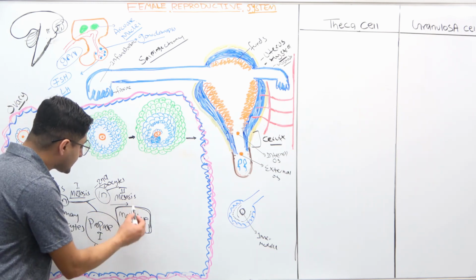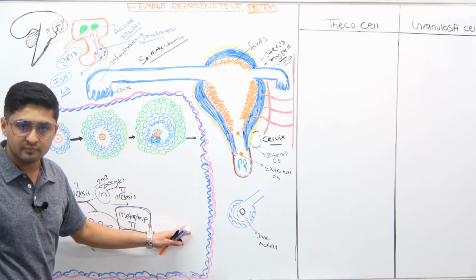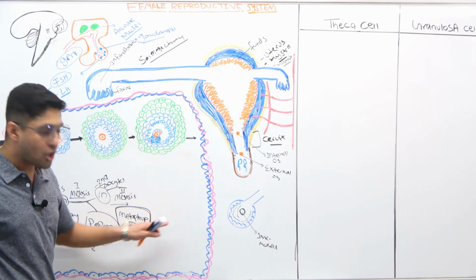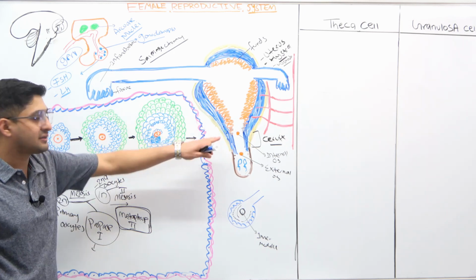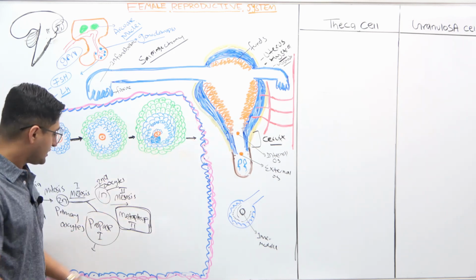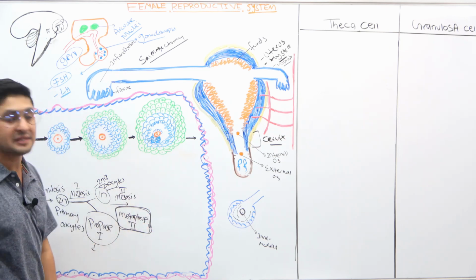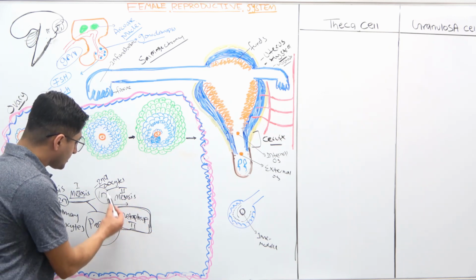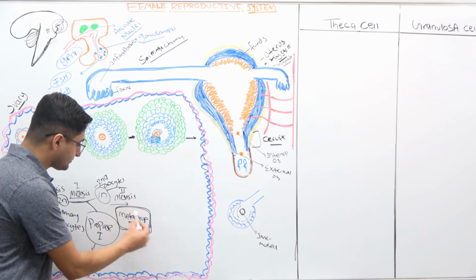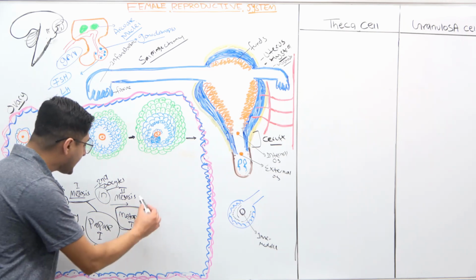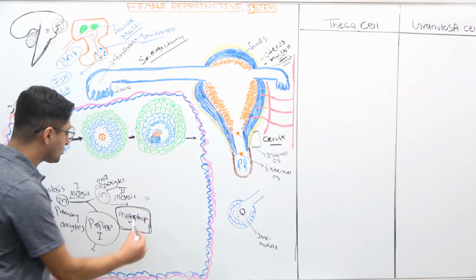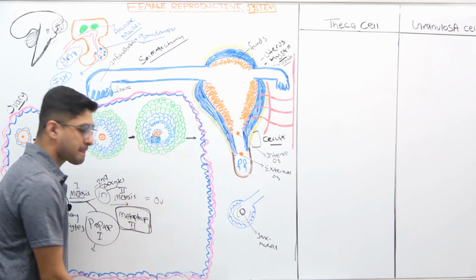The secondary oocyte completion happens when the sperm is arriving at the ampulla region. That's the only time this secondary oocyte will complete this cycle, and it will become a mature ovum.